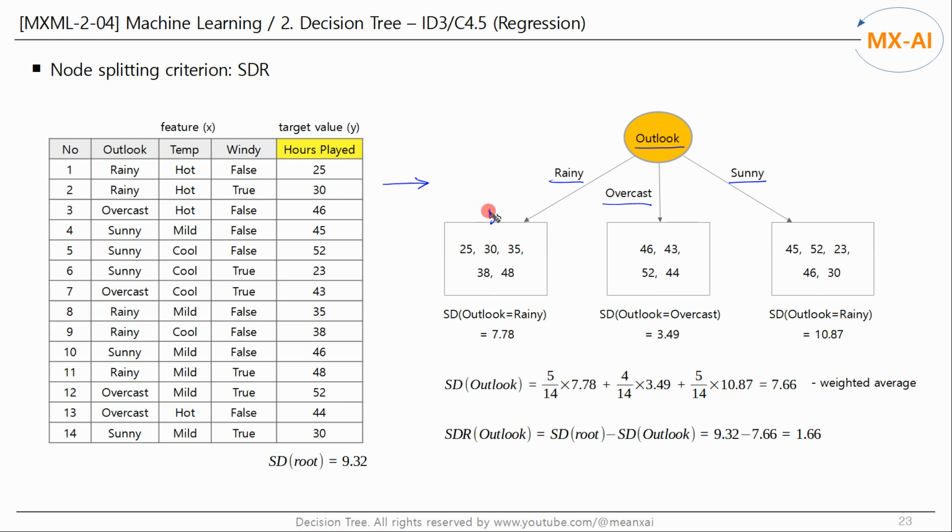There are 5 data points where the outlook is rainy, 4 data points where it is overcast, and 5 data points where it is sunny. If we calculate the standard deviation at each leaf node, we get the following.